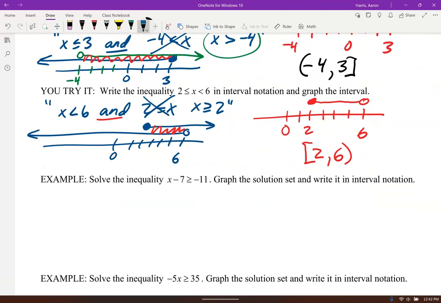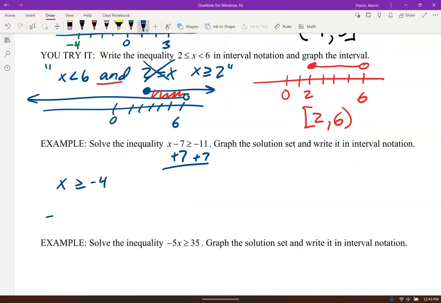Let's just solve for x. Remember the rules when you're solving inequalities: if you multiply or divide either side by a negative, make sure you switch what's called the sense of the inequality. It doesn't apply in this scenario. You have x is greater than or equal to negative 11 plus 7, negative 4. X is greater than or equal to negative 4. So there's our graph. Interval notation would be from negative 4 on.